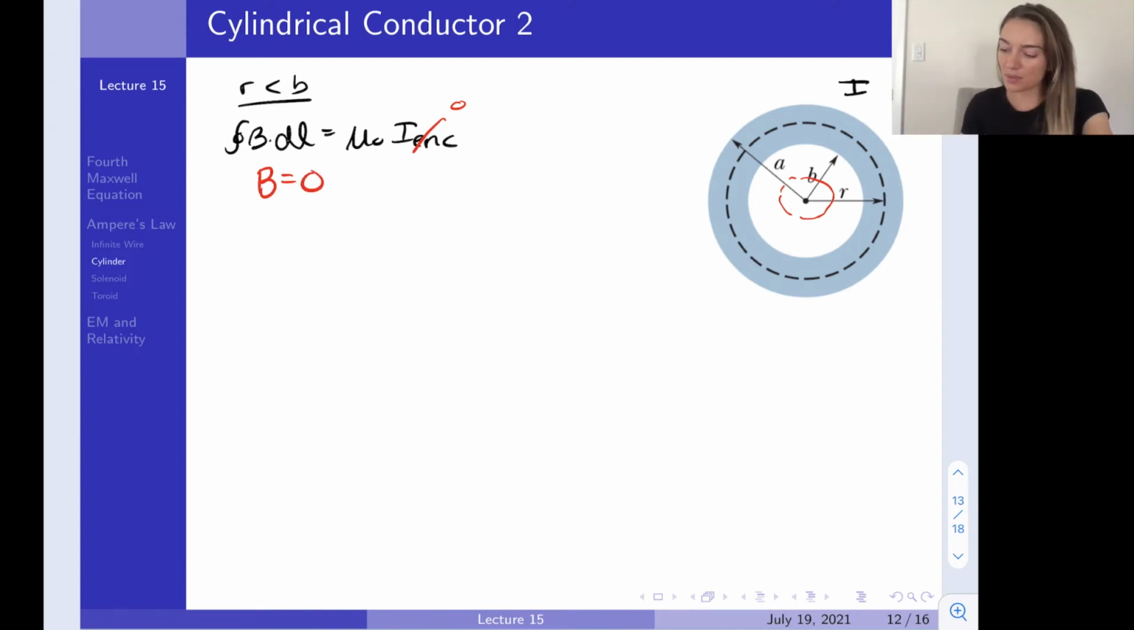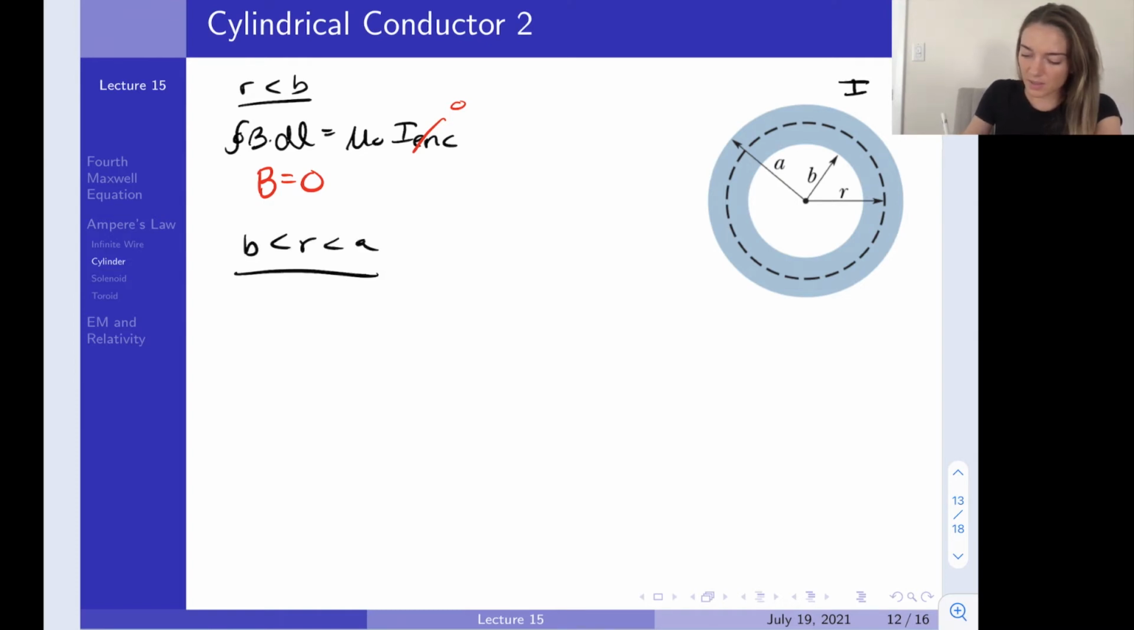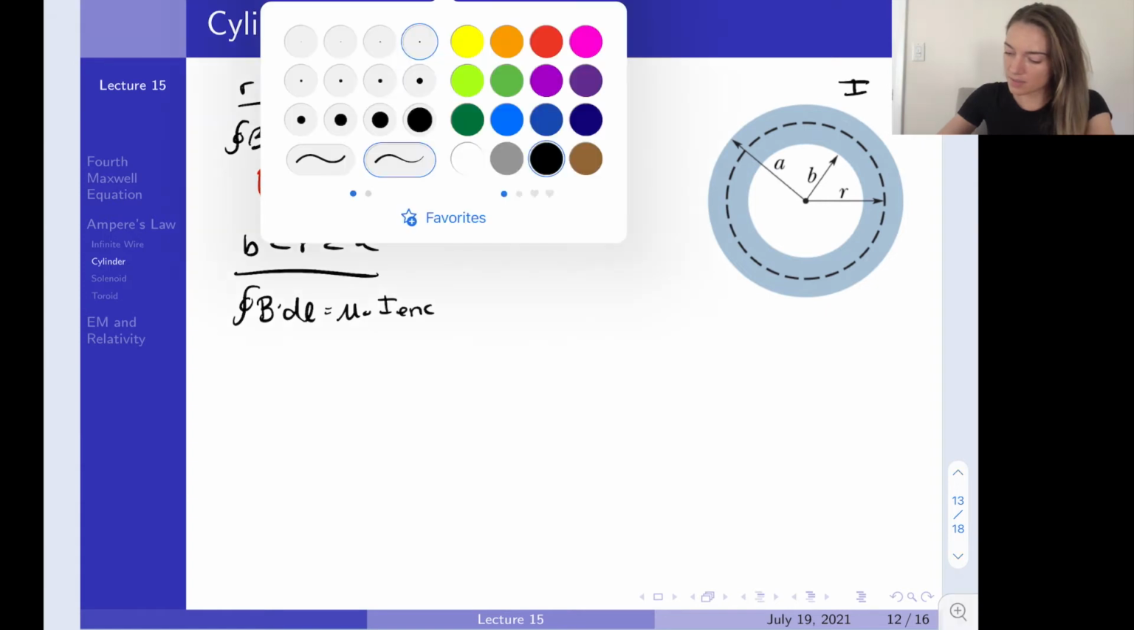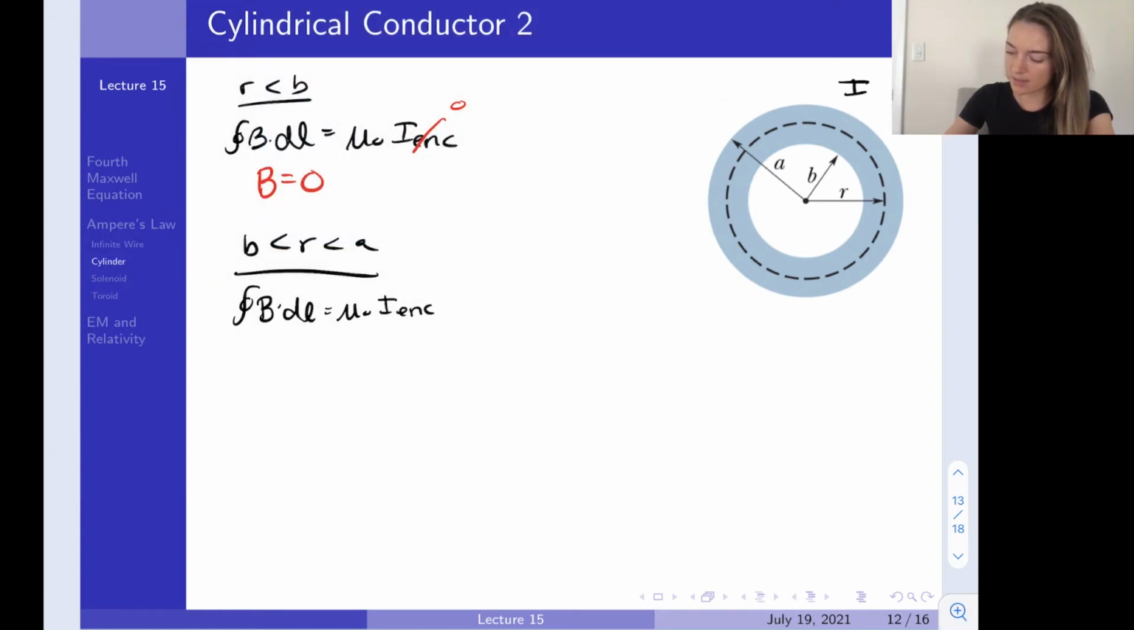Now when we get into this conductor, we're going to move into here. So we're between b and a now. We're going to write down our Ampere's law. We're going to draw our Amperian loop somewhere right in here, right along this dotted line. So that's at a radius r.